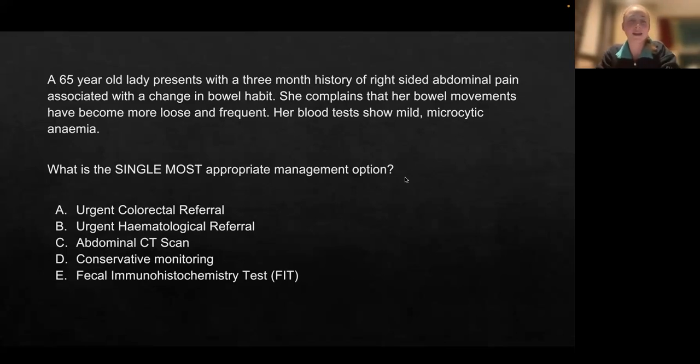Yep, a couple of takers for A. So yeah, A is the answer. The thing that you're really worried about here is bowel cancer. Obviously there are multiple things that it could be, but the things that are particularly worrying are this change in bowel habit, someone over the age of 65, and the fact that her blood tests are showing this microcytic anemia. So the first thing you'd be doing is an urgent colorectal referral.